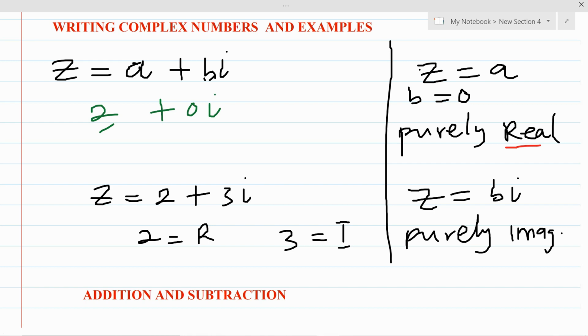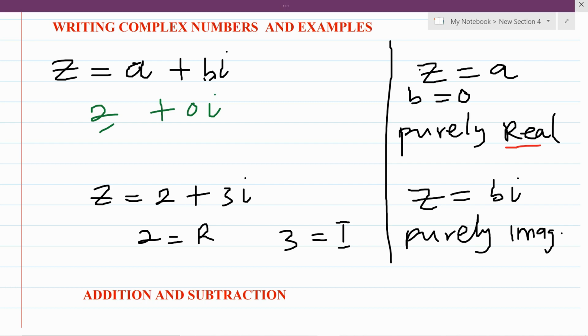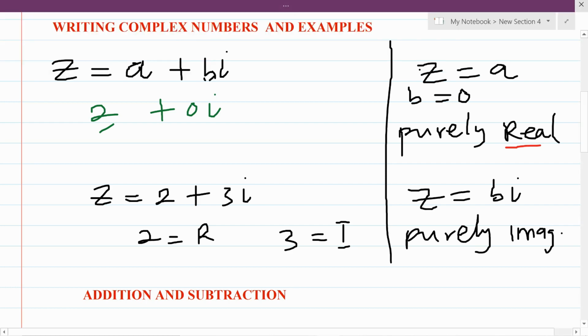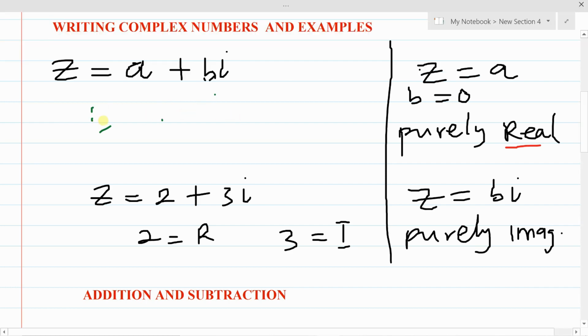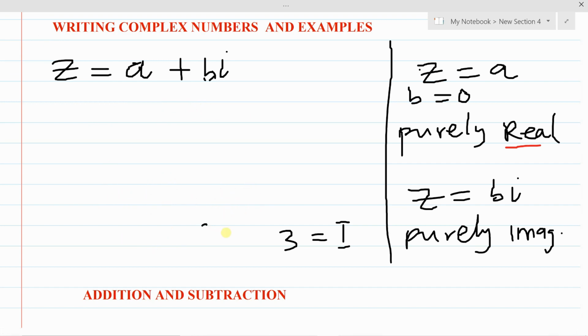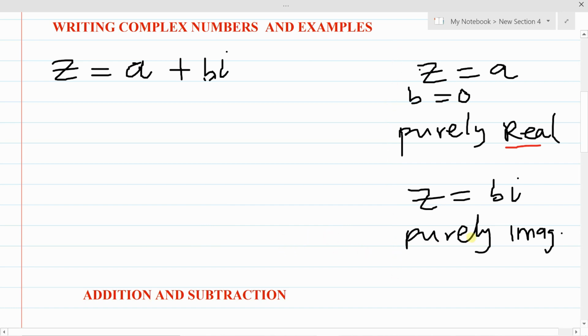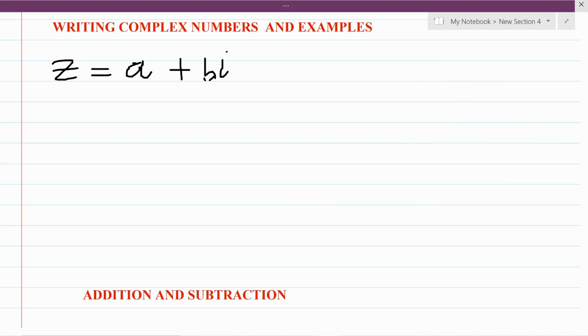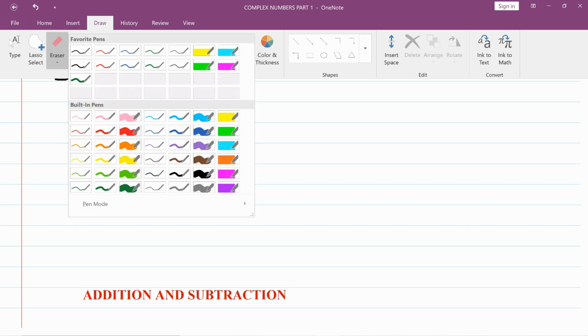Okay, so let's look at some special cases for complex numbers. Let me erase this one. We have some special properties of complex numbers. We have what we call the conjugate of a complex number, and also the argument of a complex number, that is the modulus or the length. We will talk about all of them, but let's talk about the conjugate of a complex number first.